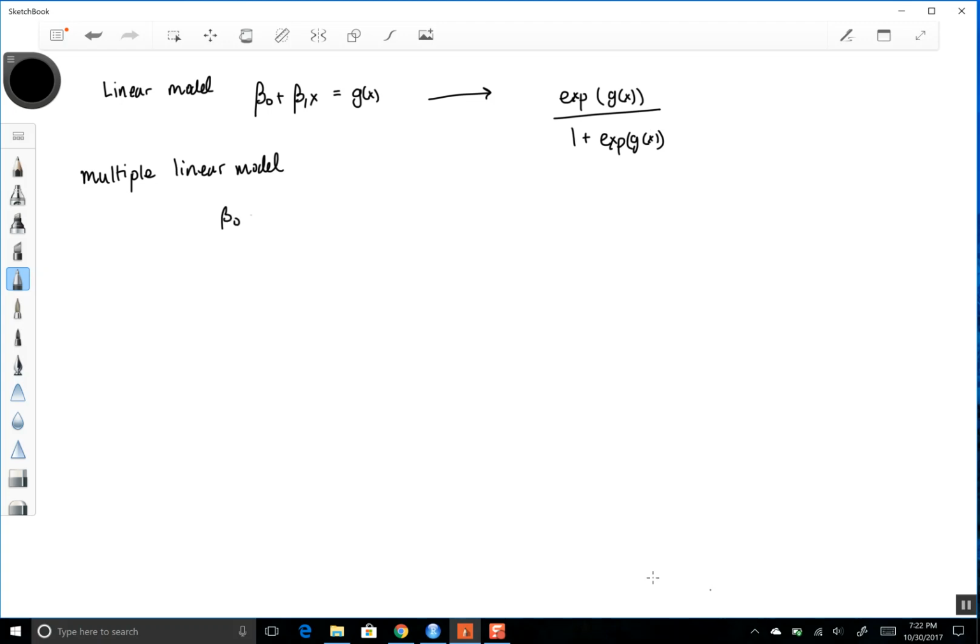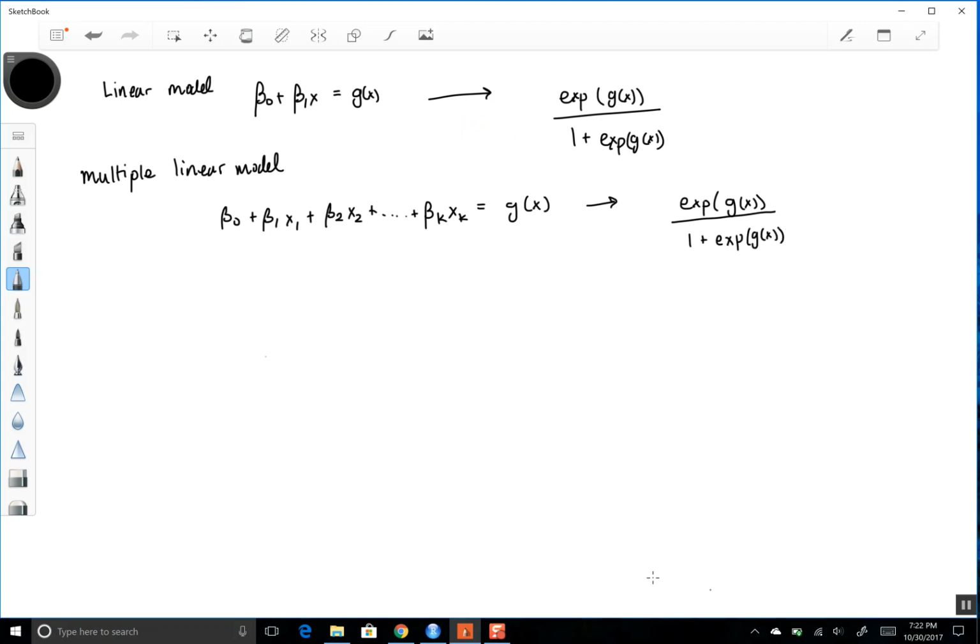So you'd have b0 plus b1x1 plus b2x2 plus so on and so forth up to bk xk. If this is g of x, then we just throw it into e to the g of x divided by 1 plus e to the g of x.